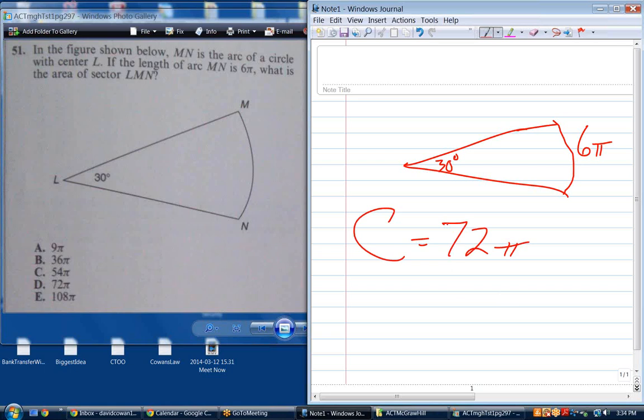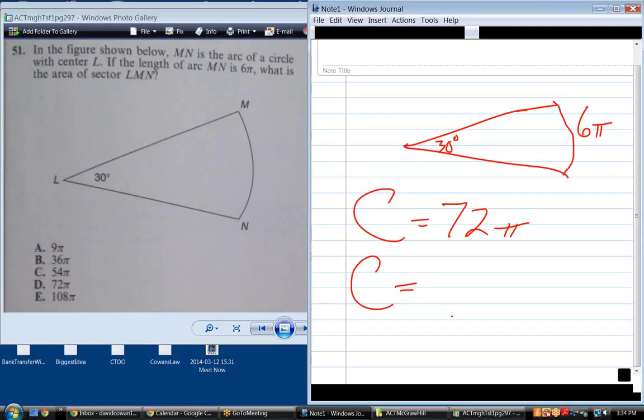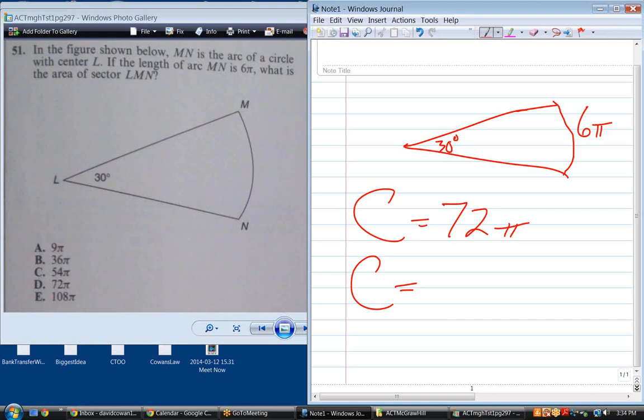Well, if you know circumference, you know radius. And if you know radius, you can figure out the area of the whole circle. And if you know the area of the whole circle, you know the area of this sector is 1/12 of that. So, let's figure out radius. Circumference, what's the general formula? Isn't it pi times the diameter? 2 pi r. Oh, isn't that?